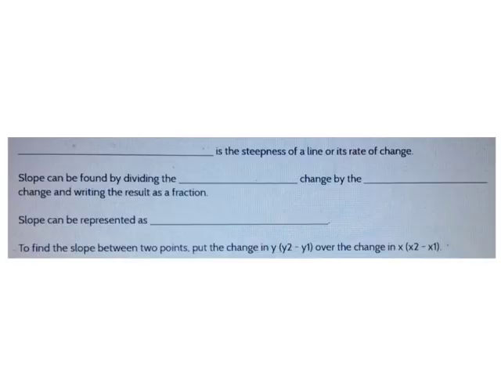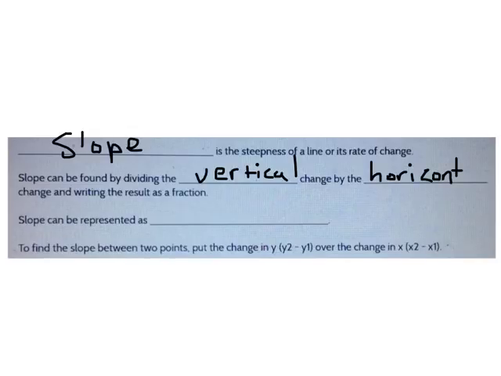Now let's dive into new content for the day. Today we're still talking about slope. Slope is the steepness of a line or its rate of change. We learned yesterday that slope can be found by dividing the vertical change by the horizontal change and writing the result as a fraction.